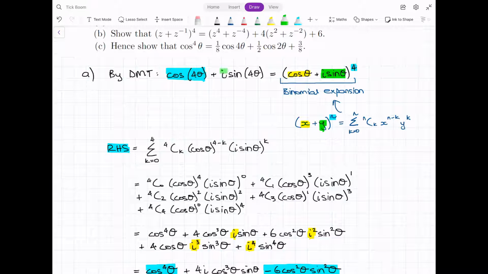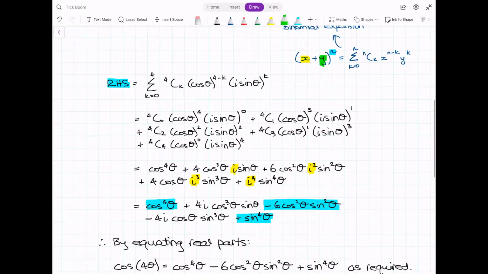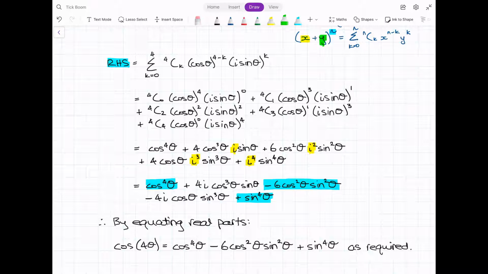If I just get a highlighter, I sine theta in our left-hand side is the imaginary part. So it's really sine theta that is the imaginary part because it's what sits next to i. So that's our left-hand side, and our right-hand side, the imaginary parts would be the 4i cos cubed theta sine theta, and then the minus 4i cos theta sine cubed theta. But just to be clear, we don't include the i in that. The imaginary part is everything that sits around the i.